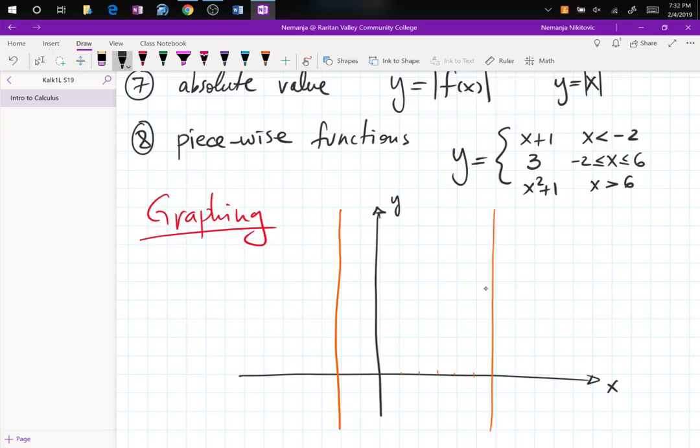Now I draw these functions. The cheapest one is 3, obviously, that's in the middle. I use the closed circles on both ends. It goes through 3, it's a horizontal line, and it's between -2 and 6. Then I have x plus 1. X plus 1 is a 45-degree line that goes through 1.